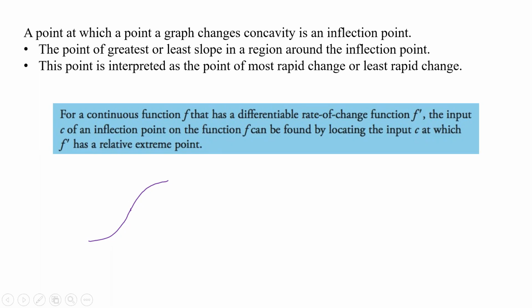Now, for a continuous function f that has a differentiable rate of change function f prime, or the first derivative, the input c of an inflection point on the function can be found by locating the input c at which f prime has a relative extreme point. So what's going to happen here is this might look something like that. That's going to give us that relative max. Now they're not lined up perfectly, but that's what would happen. That inflection point is going to be found by finding what that max is.